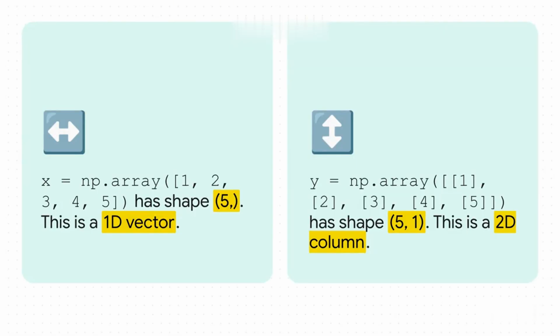Now for another classic point of confusion. On the left, you've got a simple 1D array, a vector. Its shape is 5, with the comma. But on the right, every single number is wrapped in its own set of brackets. If we use our method, we count 5 containers on the outside and then 1 element inside each of those. The shape is 5, 1. And this is huge. The one on the left is a 1D vector. The one on the right is a 2D array. It's a column with 5 rows and 1 column. Those extra brackets make all the difference.